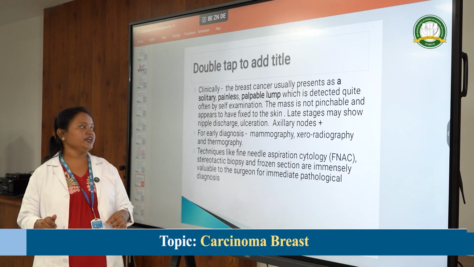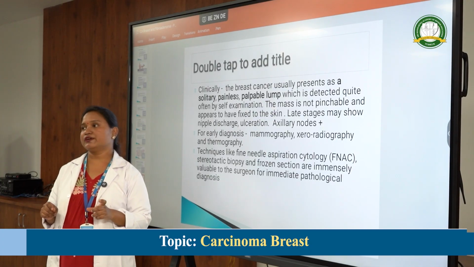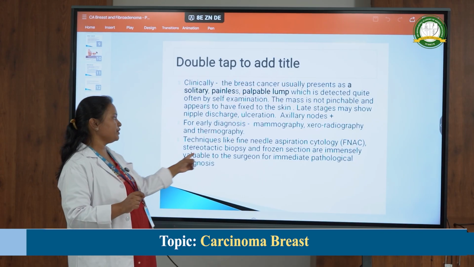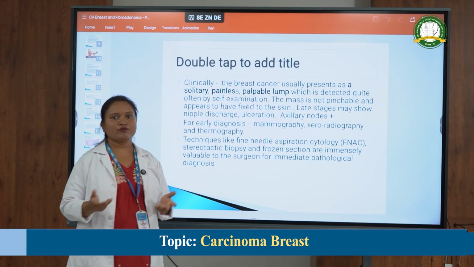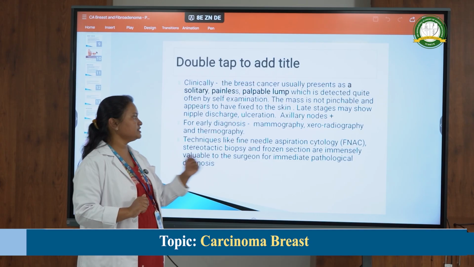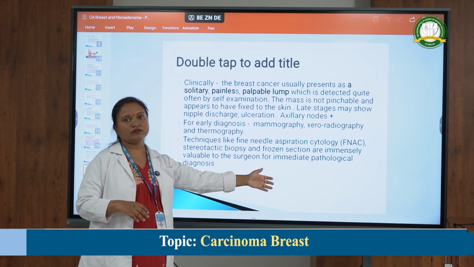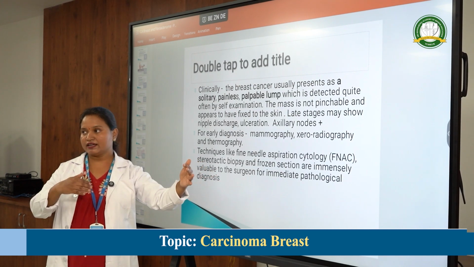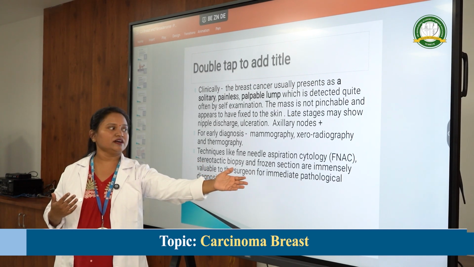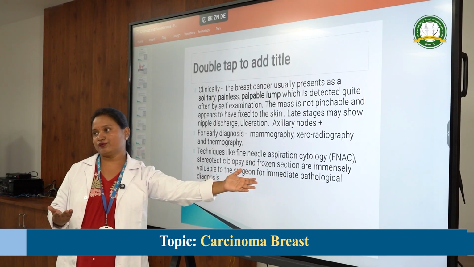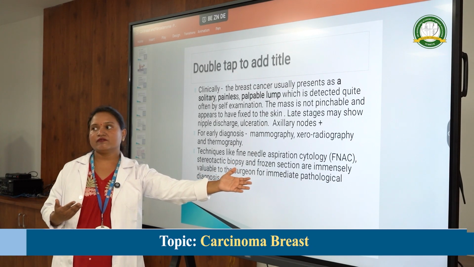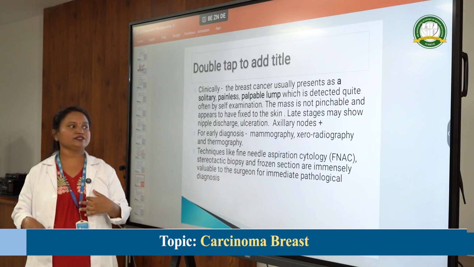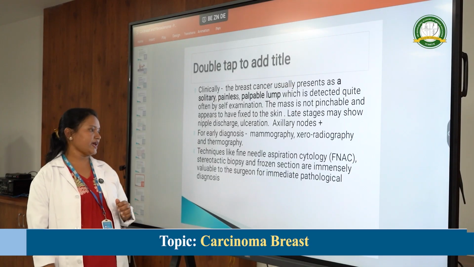So FNAC we can do, or if FNAC doesn't give a conclusive diagnosis, then we go for a stereotactic biopsy, and frozen section can also be done. Nowadays they are doing frozen section to rule out carcinoma, and to know the stages and also the type. It is a very common technique, and it is immensely valuable to the surgeon for immediate pathological diagnosis.